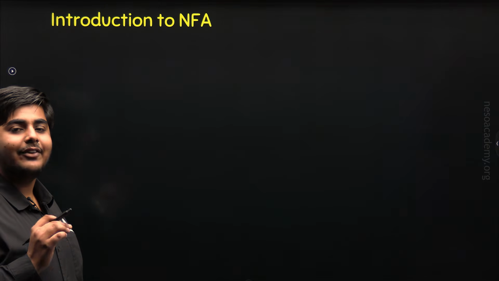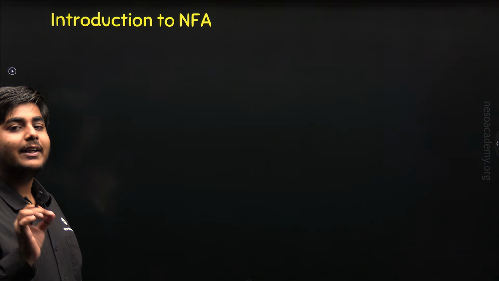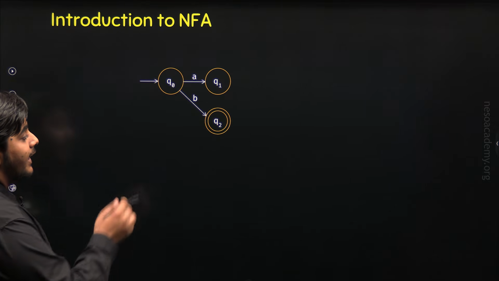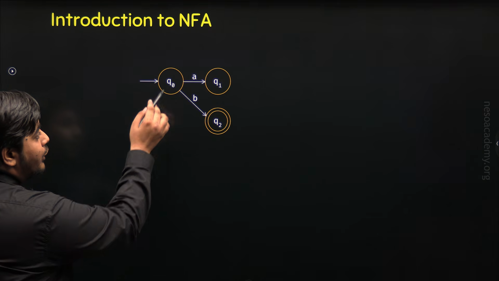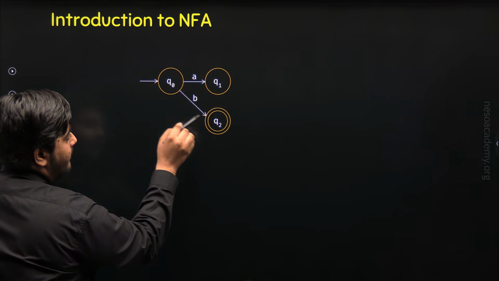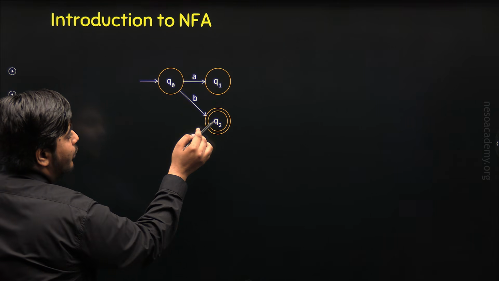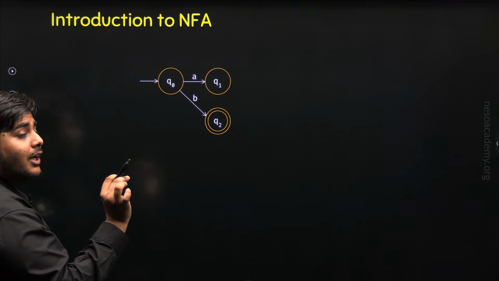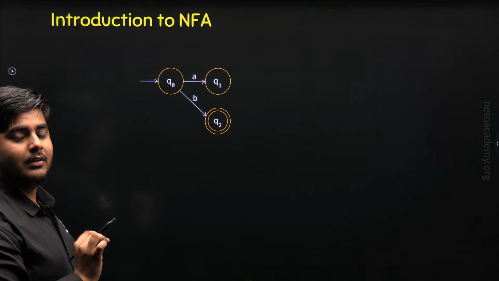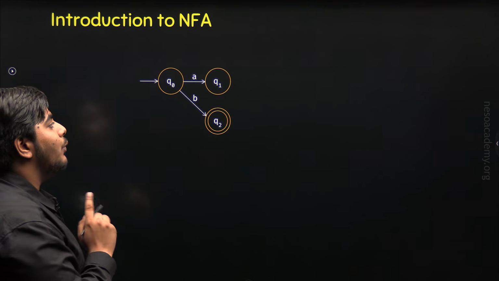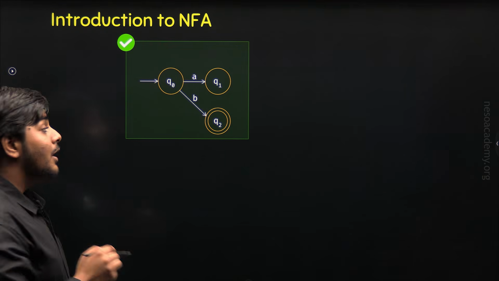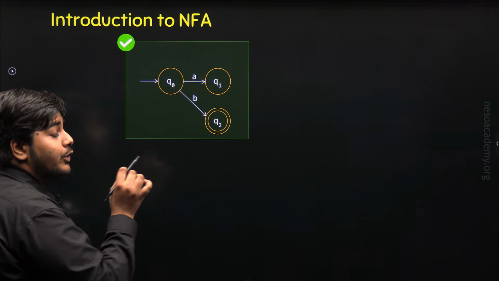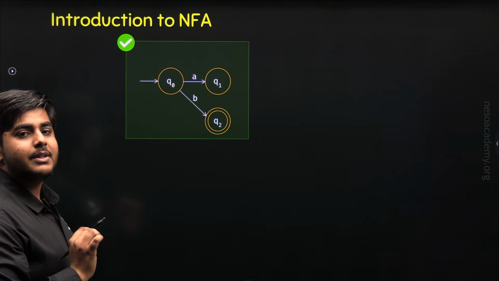Now let's see a few diagrams and find out whether they are NFA or not. Here is the first diagram. In this diagram you can see Q0 has a transition for A and B, but Q1 and Q2 don't have the transition for A and B. So it is not a deterministic finite automata, but it is definitely a valid NFA. Why? Because in NFA, it is not necessary that every state should have a transition for every input symbol.